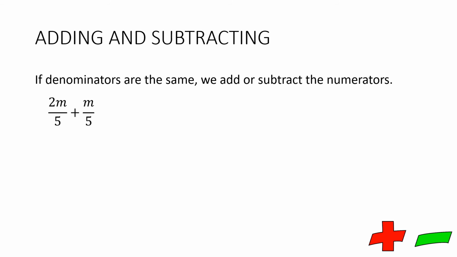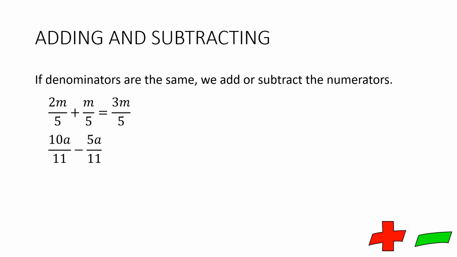Moving on to adding and subtracting. If denominators are the same, we add or subtract the numerators. Have a look at that question. We do have the same denominator, it's 5, so we can add across the top. 2m plus 1m is 3m. Here's our answer, 3m on 5.